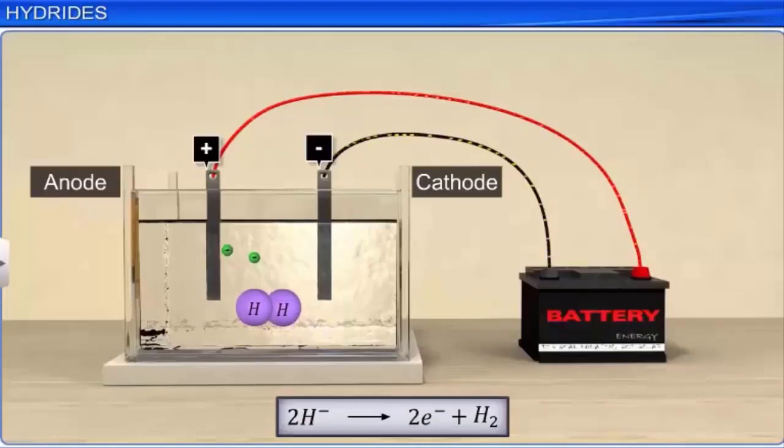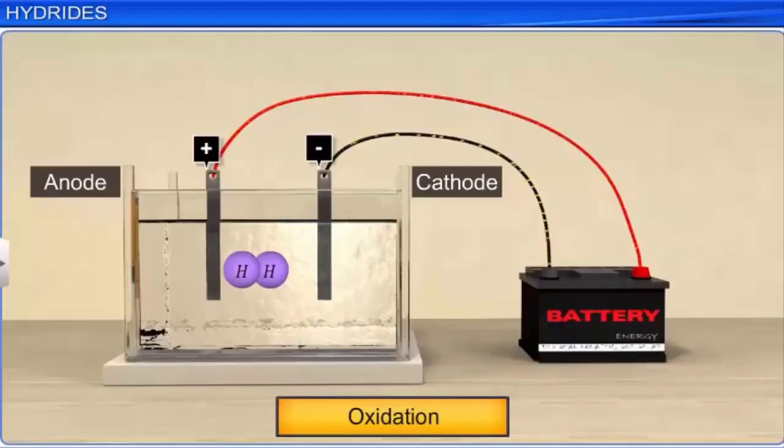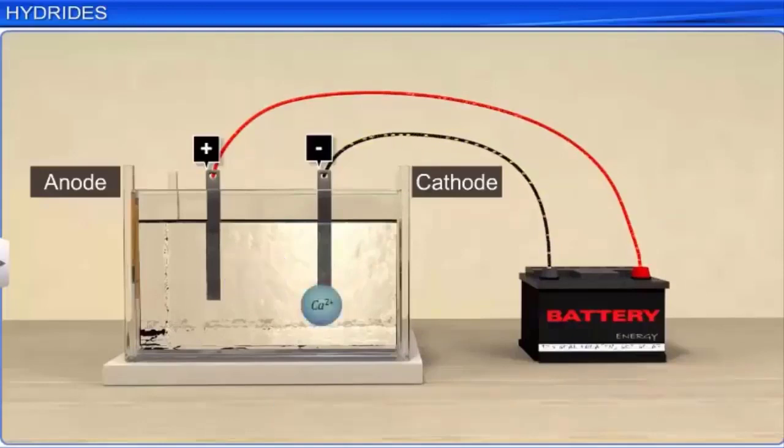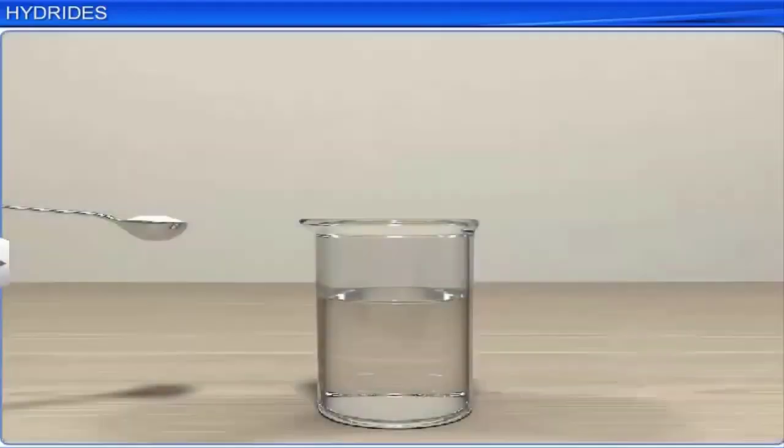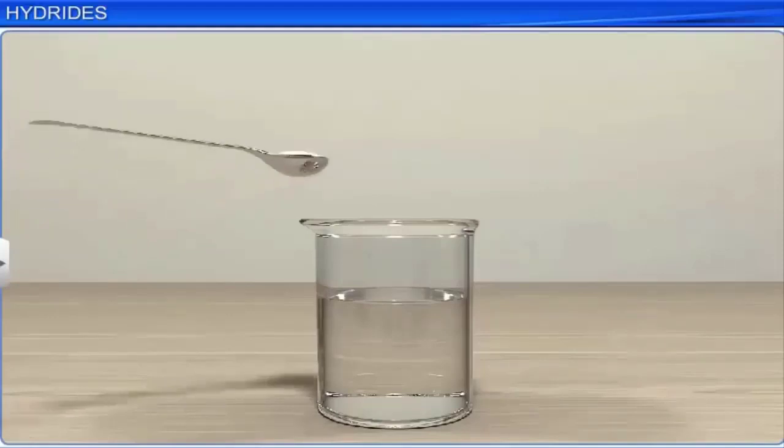This is an oxidation reaction. At the cathode, each calcium 2+ ion accepts 2 electrons to give calcium. This is a reduction reaction. Ionic hydrides react vigorously with water to liberate dihydrogen gas. For example, sodium hydride reacts with water to give sodium hydroxide and hydrogen gas.